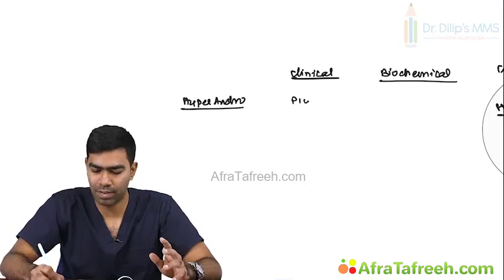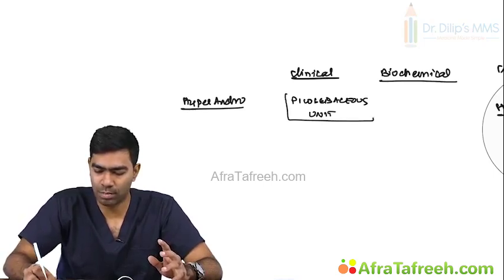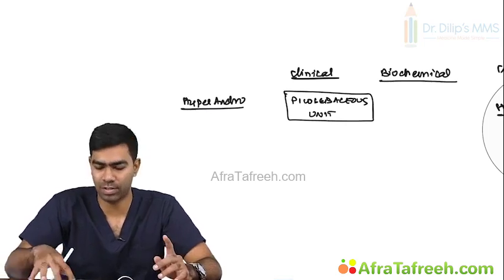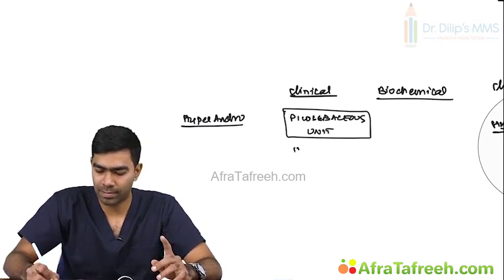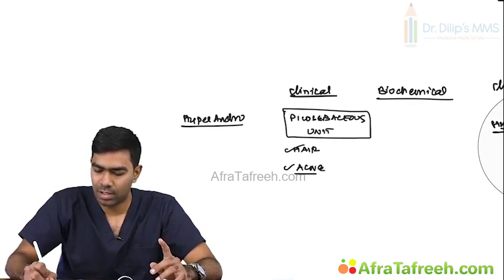So clinically, how will you diagnose hyperandrogenism? Based on the effect on the pilosebaceous unit. The pilosebaceous unit is the most important and most significant target of excessive androgens. First is the effect on hair, and second is acne. Acne is very common in girls with a little bit of excessive androgens.